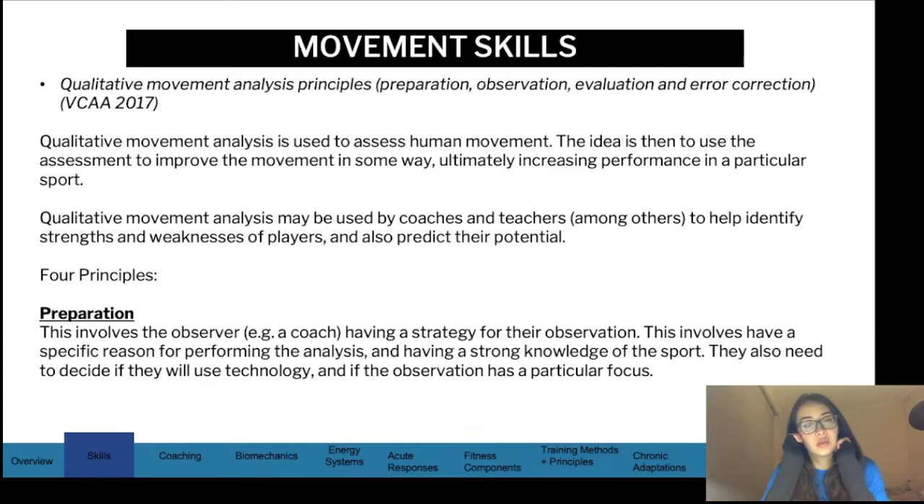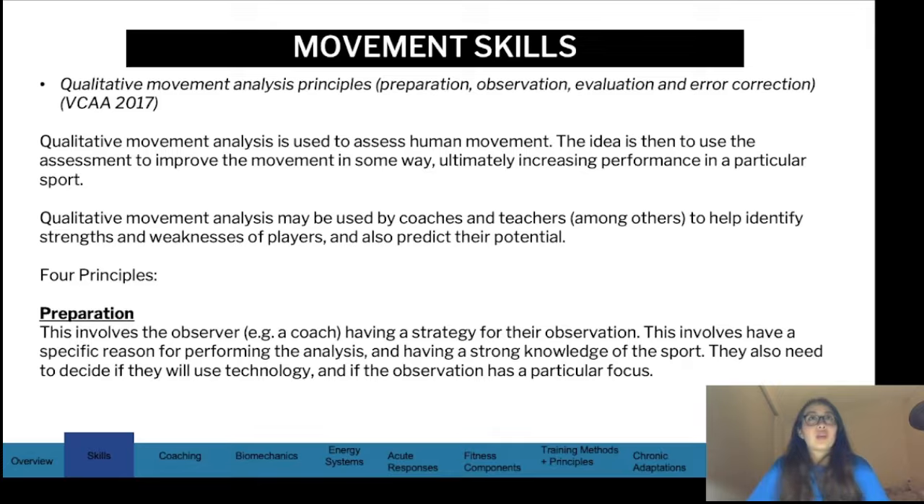And we've got 4 principles. Preparation, which involves the observer or coach having a strategy for their observation. This involves having a specific reason for performing the analysis and having a strong knowledge of the sport. I know I'm reading a lot, so I'm going to try and cut that down a bit because I do have quite a lot to get through, and I don't want to spend so much time reading.